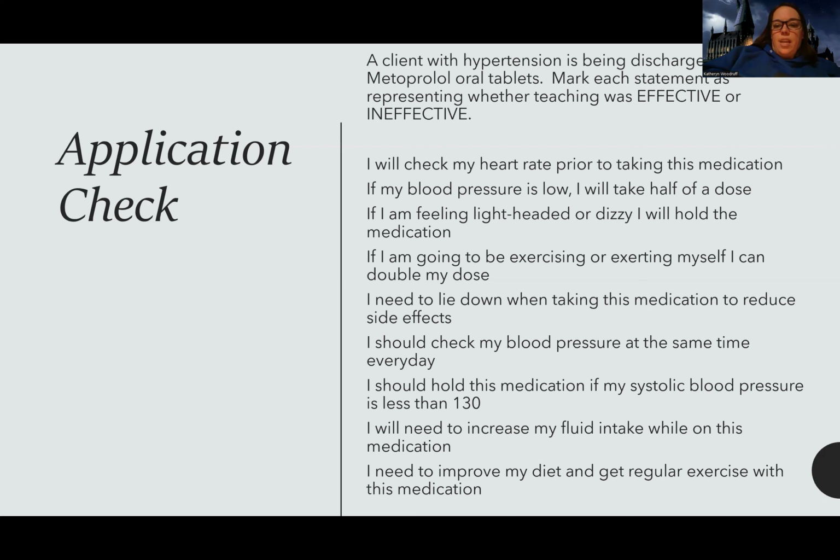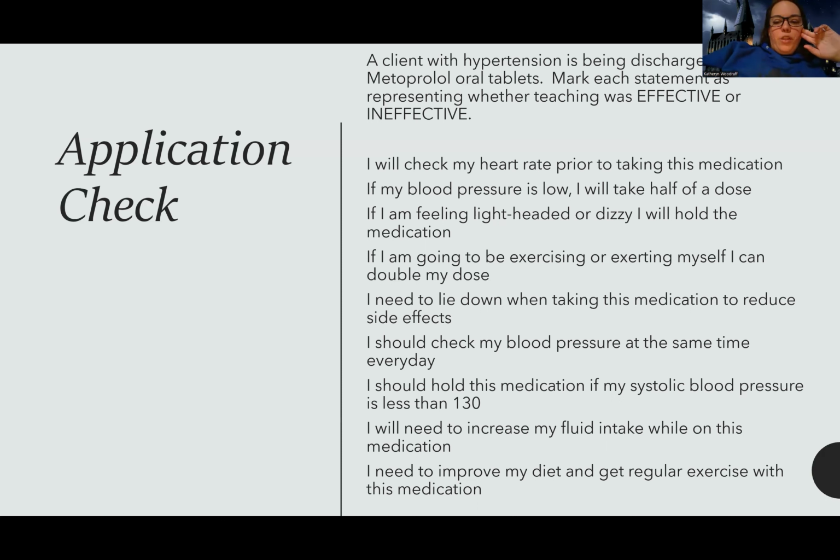But it's unnecessary. I should check my blood pressure at the same time every day. Absolutely. So we want to get a good reading of their blood pressure and know what their baseline is. So definitely they should take it at the same time to get the most accurate log. I should hold this medication if my systolic blood pressure is less than 130. Well, it's going to depend on what their doctor orders, but based on the parameters that I have given you for this exam, they shouldn't hold it. They should definitely take it unless their doctor has otherwise said so. So usually remember we only hold if their systolic blood pressure is less than 100.